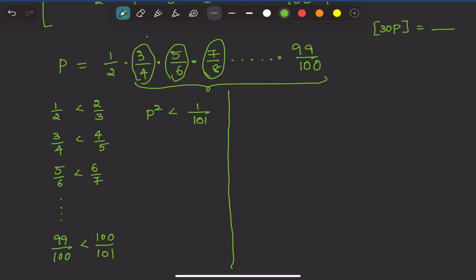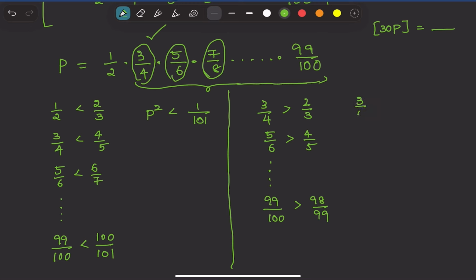Let us consider this fraction 3 upon 4. We know 3 upon 4 is greater than 2 by 3. Every high school student knows these things. These are just the values, I'm just making the comparison between the values. 3 upon 4 is greater than 2 upon 3, and 5 upon 6 is greater than 4 upon 5, and so on. 99 upon 100 is greater than 98 upon 99. Now combine all these.